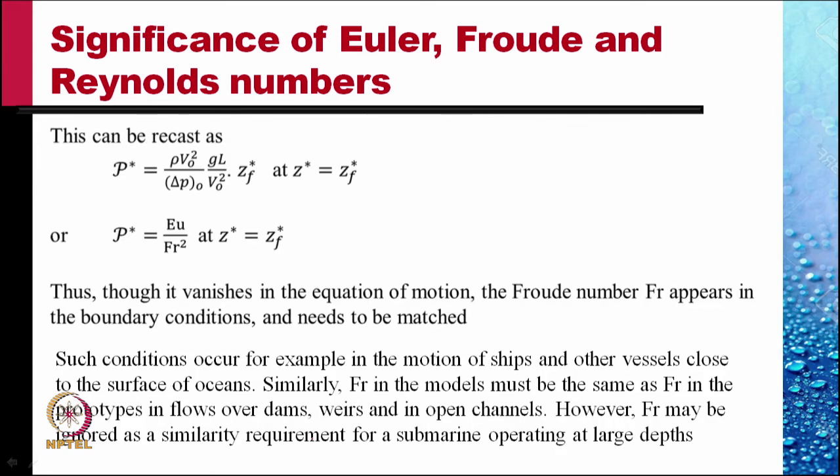Such conditions occur, for example, in the motion of ships and other vessels close to the surface of the ocean. Similarly, the Froude number in the models must be the same as the Froude number in the prototypes in flows over dams, weirs, and in open channels. However, the Froude number may be ignored as a similarity requirement for a submarine operating at large depths far away from the free surface.